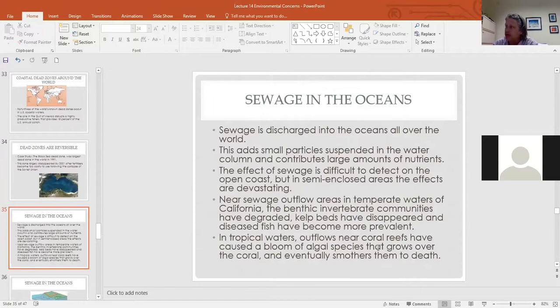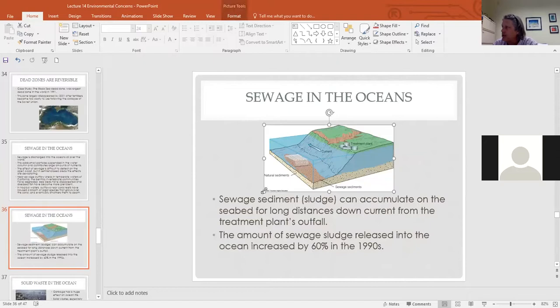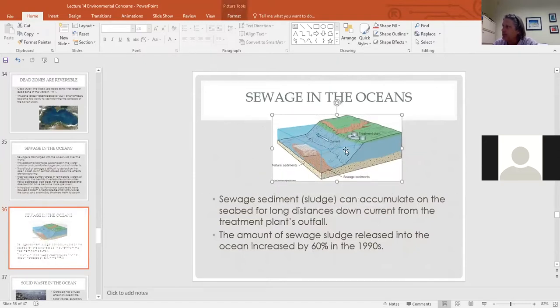Sewage causes eutrophication. Here's an image, sewage treatment plant, and you hit the current, and the current pushes it up here. So your eutrophic zone's up here. You get sediments, the sludge. Sewage is a problem.